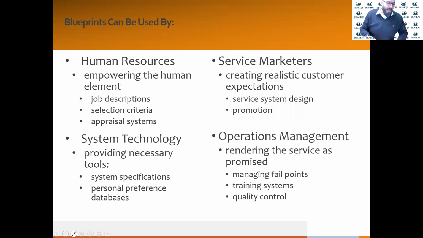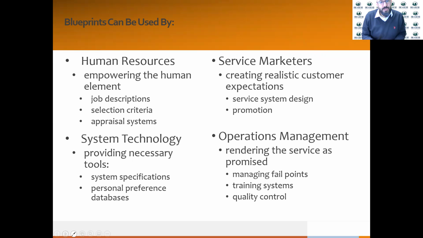There are several applications, as I mentioned. It could be used by human resources. Blueprinting could be used by human resources for job description, selection criteria, and something like this. It could also be used by system technology, such as providing the specification and more details, such as the preference databases.